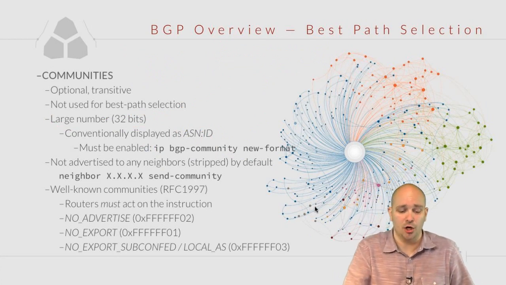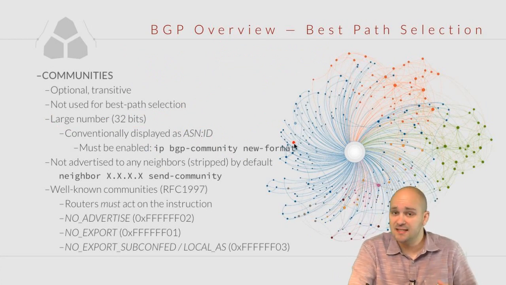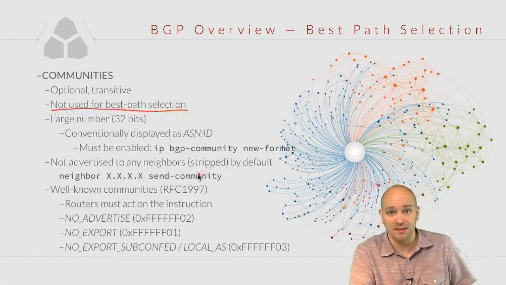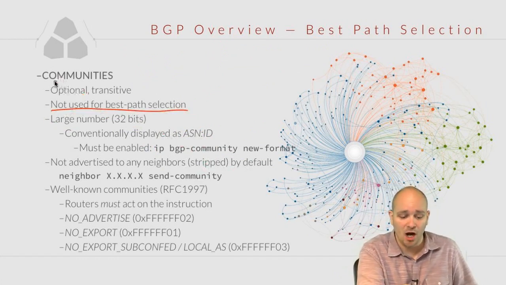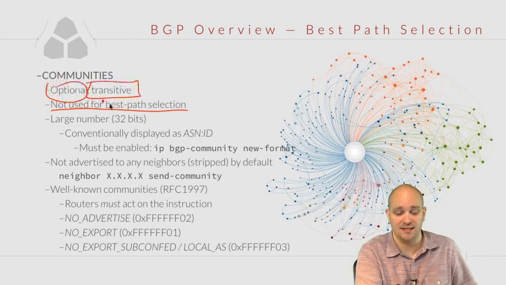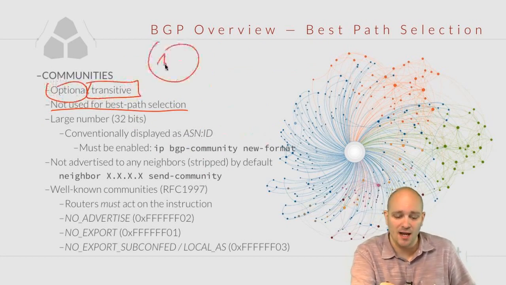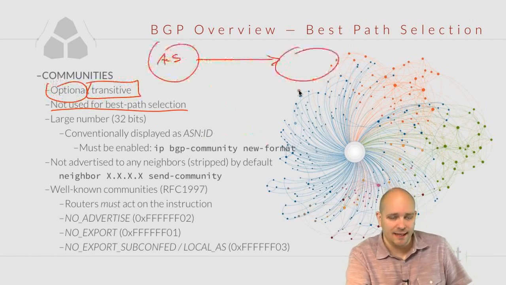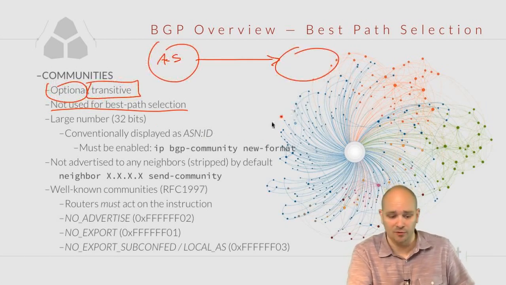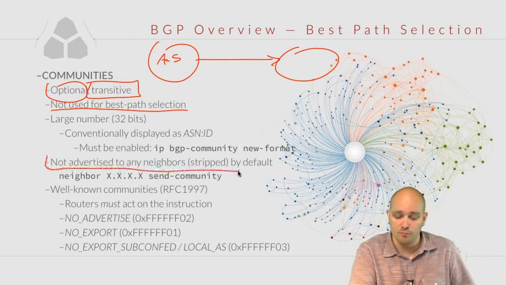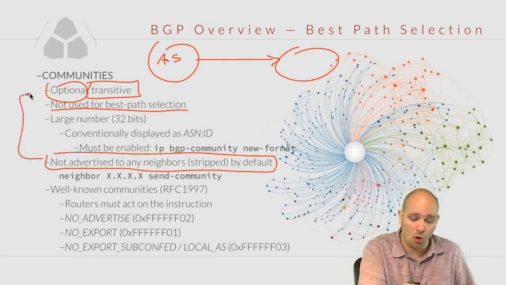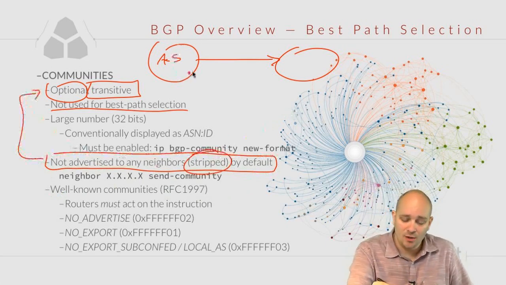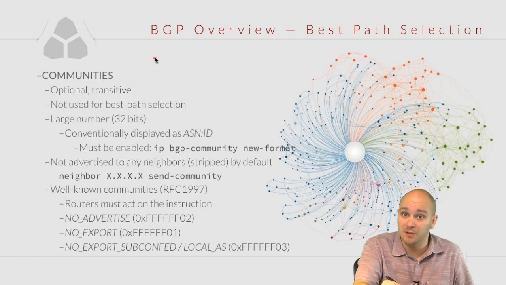So as I said earlier, these communities, these route tags, are not used for the BGP best path selection process, but they're very effective for filtering. They are optional, but they are transitive, which means that if we set them in one AS, these will be carried into another AS. But again, in IOS, there is a little bit of a problem. The problem is that communities, by default, being optional, are actually stripped by default. So not only between the autonomous systems, but between the neighbors.